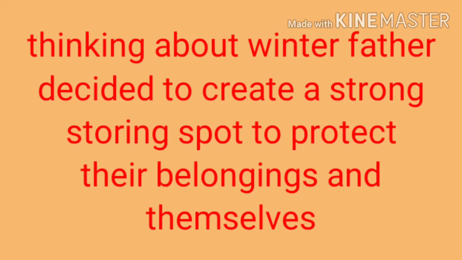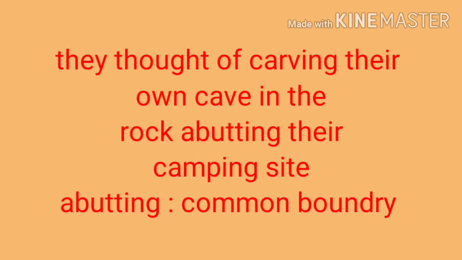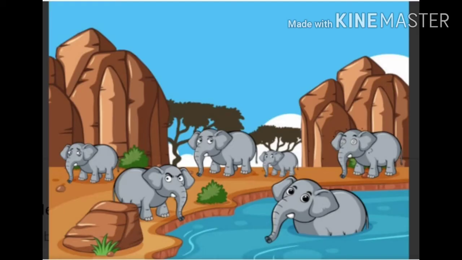Thinking about winter, father decided to create a strong storing spot to protect their belongings and themselves. Fritz had an idea of a cave. So they thought of carving their own cave in the rock, abutting their camping site. Abutting means having a common boundary. So finally they constructed a cave out of rock and that was beautifully constructed.